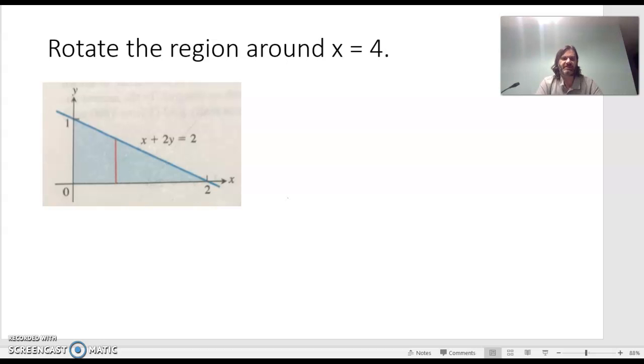Alright, we're still doing disk and washer, and we're rotating around lines that are not the X or Y axis. So we got a familiar figure here. It's the triangle in the first quadrant bound by x plus 2y equals 2. But we're going to rotate it around x equals 4. So keep in mind that this thing only goes out to 2, so x equals 4 is somewhere over here. So we're going to spin around this bad boy.